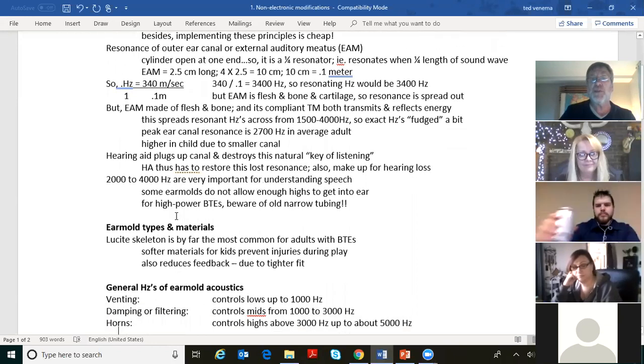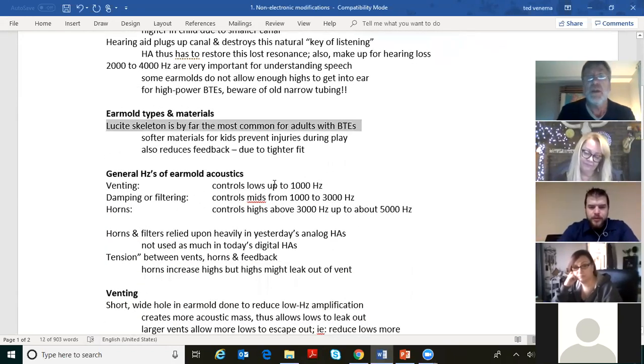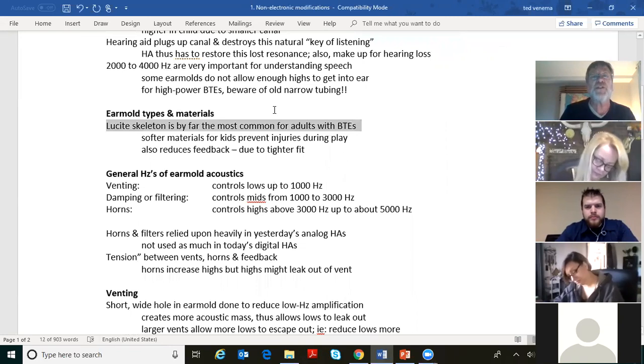Ear mold types and materials. You know that lucite skeleton is the most common type of ear mold used in regular BTEs. So if I pull that out and stop sharing here. Here's a lucite skeleton ear mold. You've seen this 1,000 times. Not that popular anymore because so many people are wearing RICs. Okay, but you still see this.